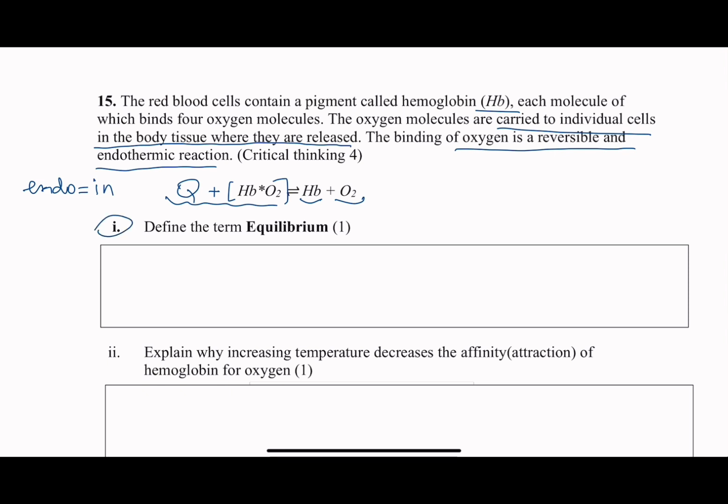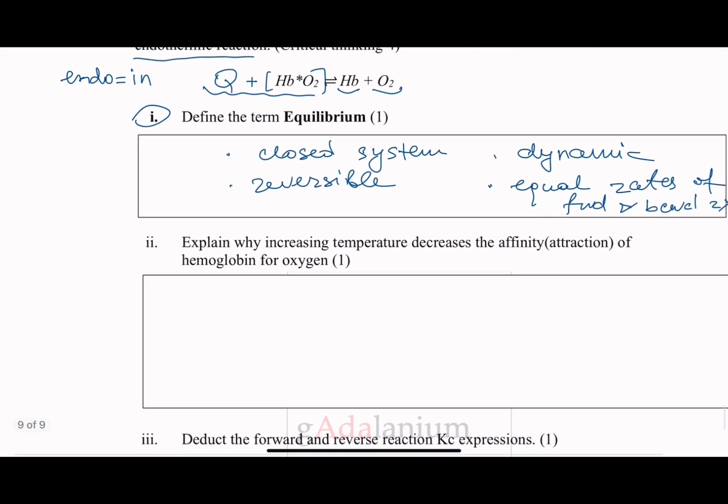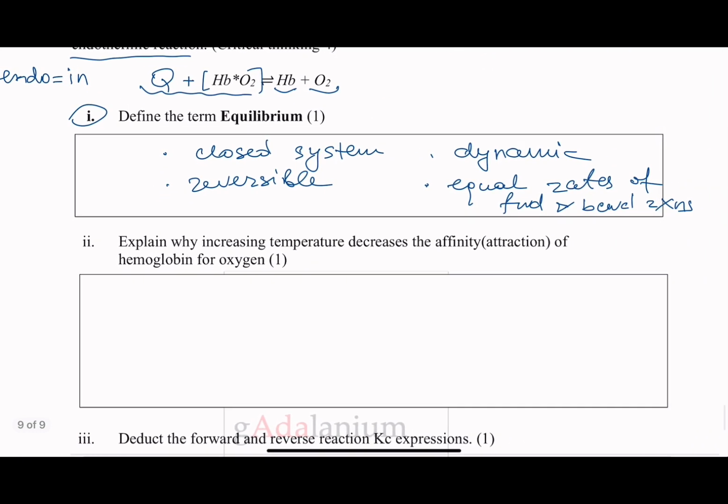For the first part, define the term equilibrium. We say closed system, reversible, dynamic, equal rates of forward and backward reaction. So these are enough for us to define equilibrium. For the second part, explain why increasing the temperature decreases the affinity, the attraction, of hemoglobin for oxygen.